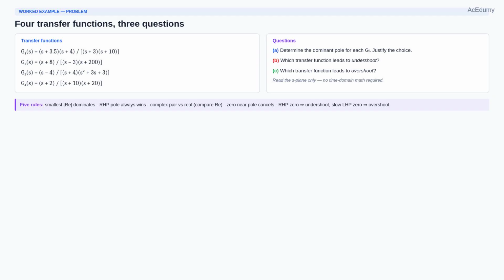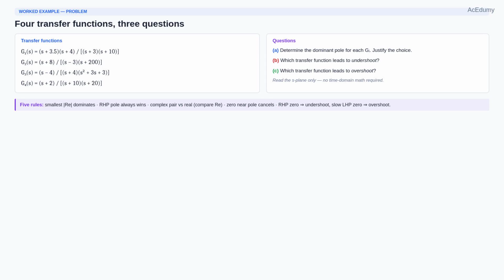Three questions. Part A. For each transfer function, determine the dominant pole and justify the choice. Part B. Which transfer function leads to undershoot in the step response? Part C. Which transfer function leads to overshoot?